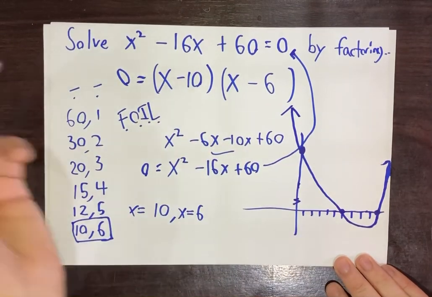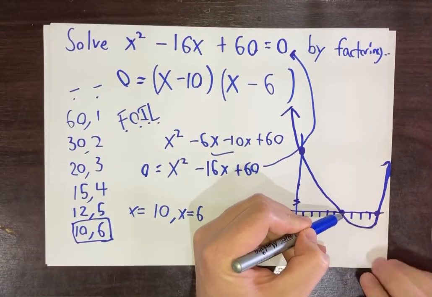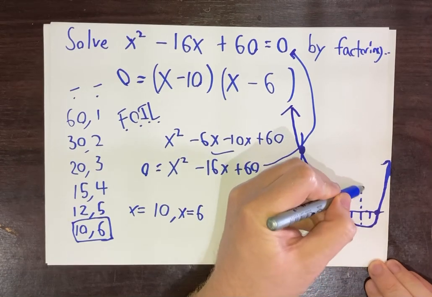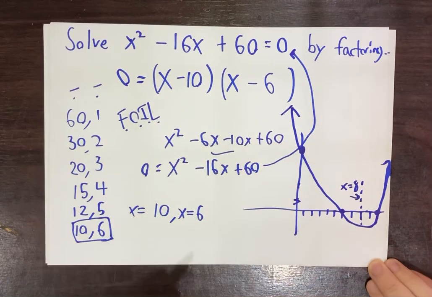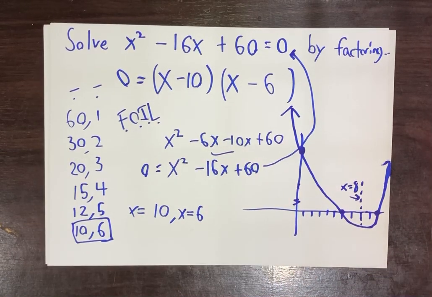Now, if you're curious about the axis of symmetry, we just need to find the midpoint between our two x-intercepts, which in this case is at x equals 8. And that's our solution, and that's our graph. And we're done.